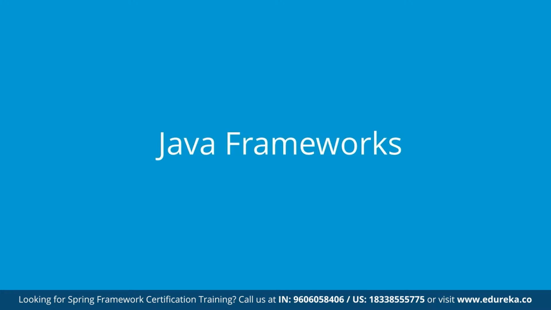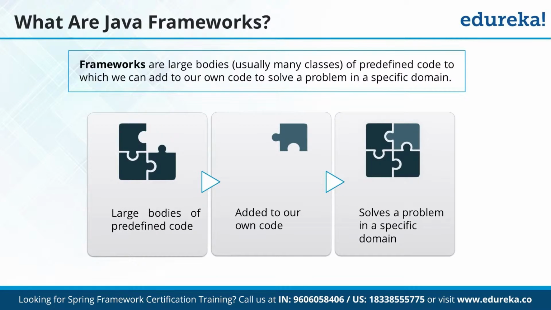So we need to know Java frameworks, which are basically a collection of classes. We say a collection of APIs. It's predefined code which you can use in your programs to solve some specific problem. How is it going to work? We have large bodies of predefined code available to us. We can also call them APIs. A framework is nothing but a set of APIs.